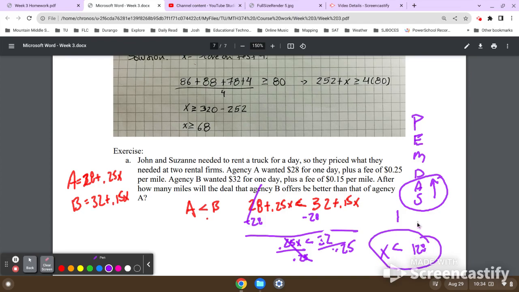That's my final answer. Okay, so how many miles? It will be 128.